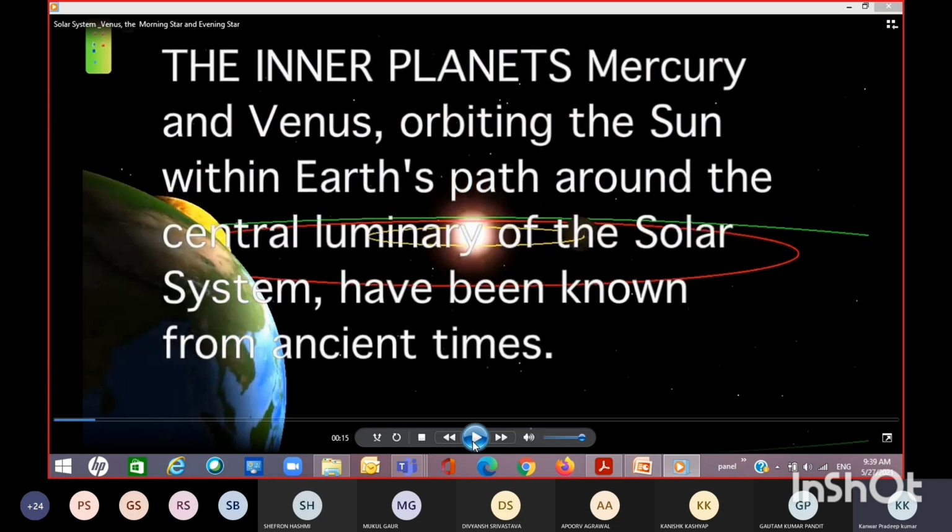The inner planets Mercury and Venus, orbiting the sun within the Earth's path around the central luminary of the solar system, have been known from ancient times.